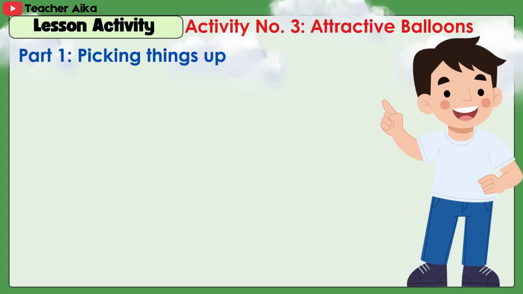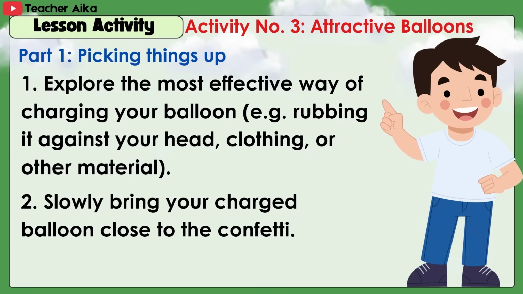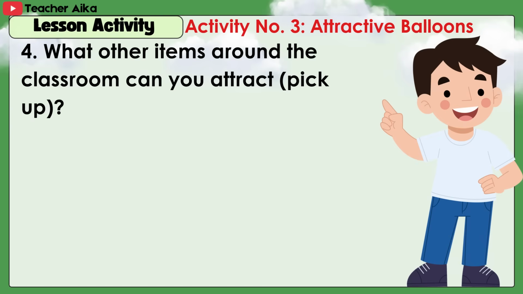Activity number 3, attractive balloons. Part 1, picking things up. 1. Explore the most effective way of charging your balloon, for example rubbing it against your head, clothing, or other material. 2. Slowly bring your charged balloon close to the confetti. 3. Record your results. 4. What other items around the classroom can you attract or pick up?